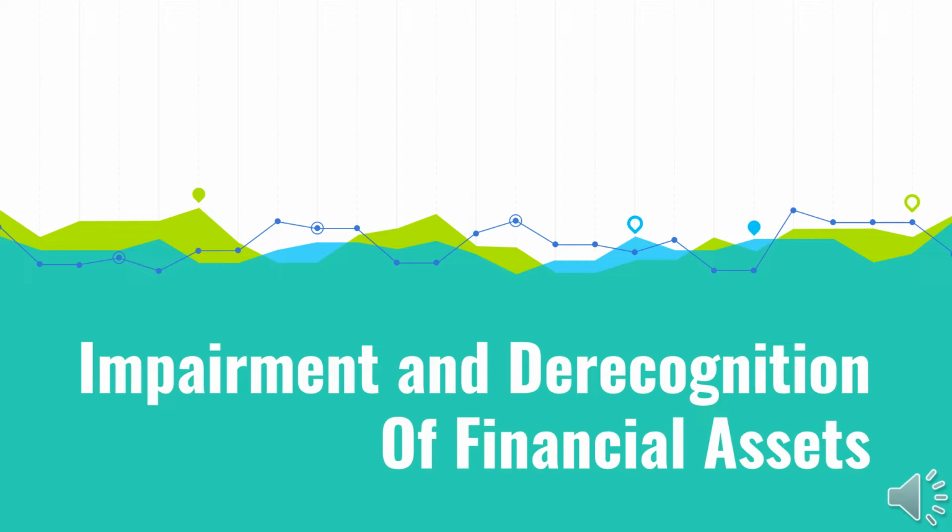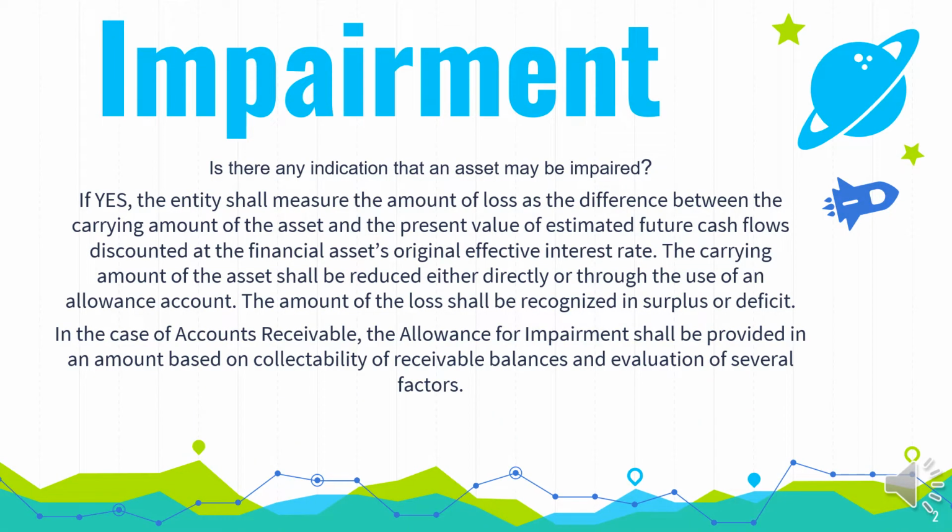In this part of our video lecture, we are going to discuss impairment and the recognition of financial assets. First, let us discuss the impairment of financial assets. At the end of each reporting period, an entity is required to assess whether there is any indication that an asset may be impaired, such as when its carrying amount may be higher than its recoverable amount.